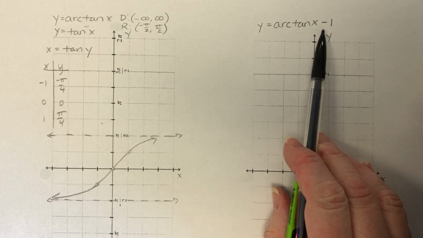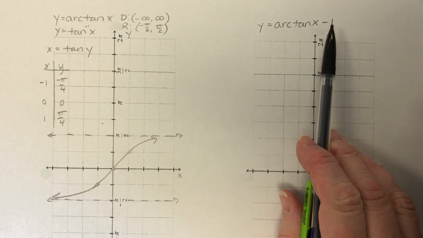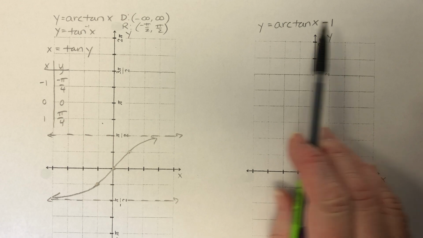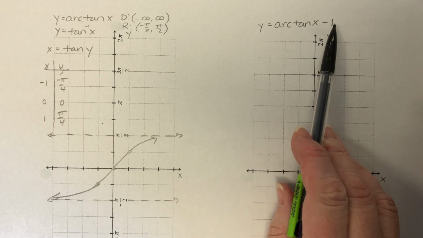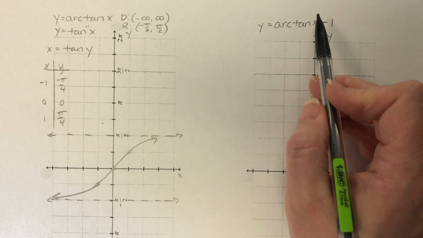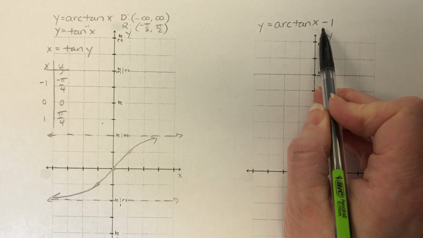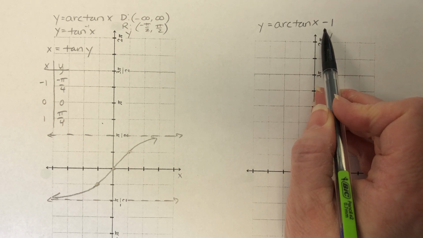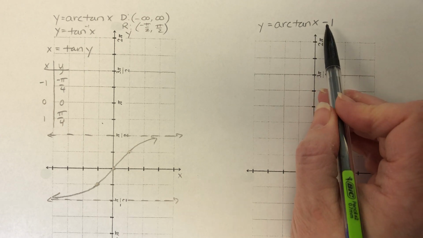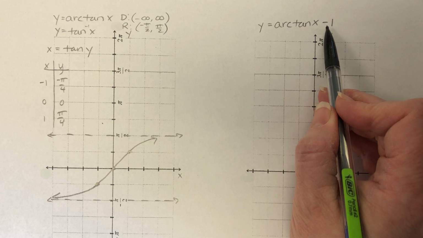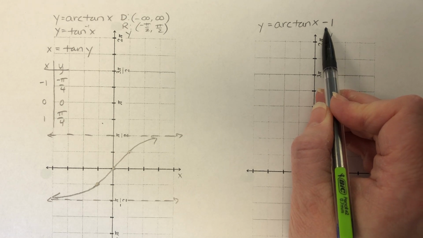So for this kind, I am going to demonstrate a vertical shift. So now notice this is not in the parentheses. If this was in the parentheses, it would be a horizontal shift. It's not a horizontal shift, it's a vertical shift. So the graph is going to move down 1, okay?